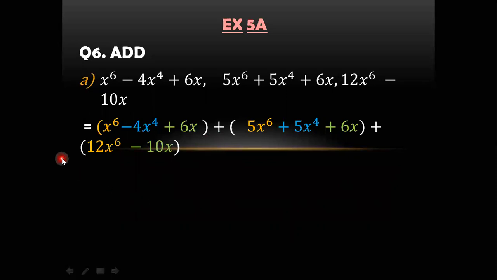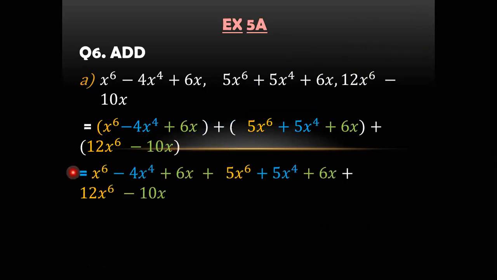अब उसके बाद मैंने क्या किया है कि मैंने इन एक्सप्रेशंस को जो इसमें लाइक टर्म्स थे उनको मैंने सेम कलर से शो किया है। You can see the yellow ones, all of these are x^6 expressions, x^6 terms, and the blue ones, all of these are x^4 terms, and the green ones are all x terms. So it will be very easy for you to identify the like terms here, and you can easily understand the concept of addition from this.